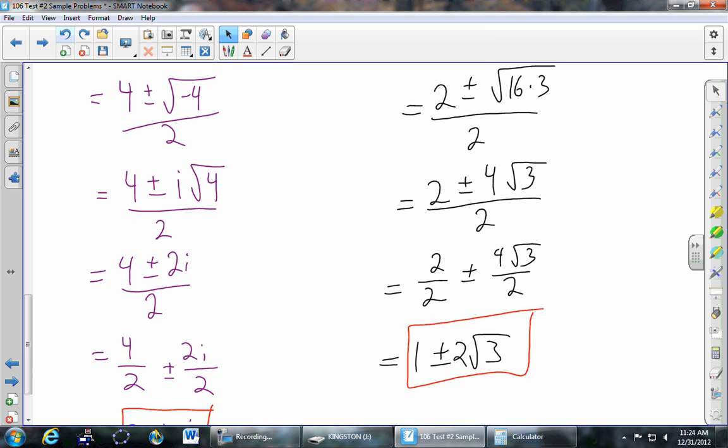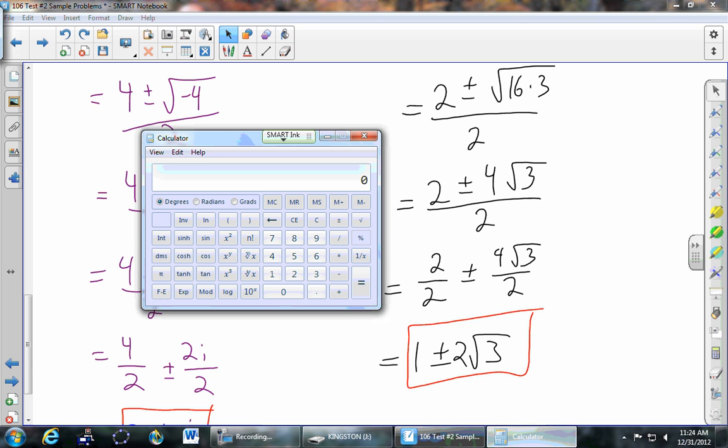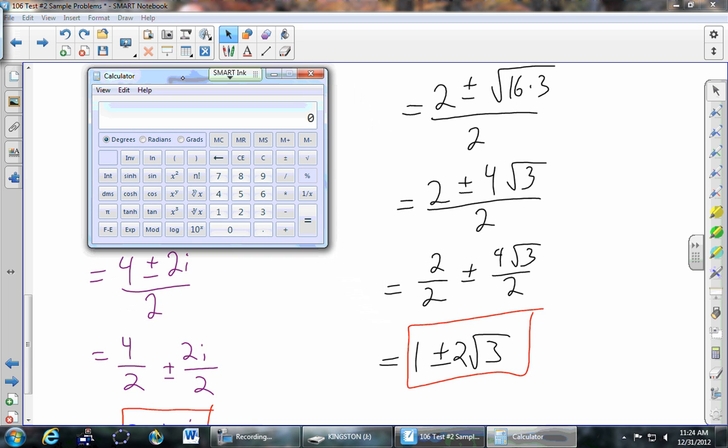I'd also like us to be able to use the calculator to get that. So take your calculator out if you don't have it out yet, and see if you can get the 2 decimals. Pause the video and come back when you think you've got it. Type it in really carefully, and then come back.